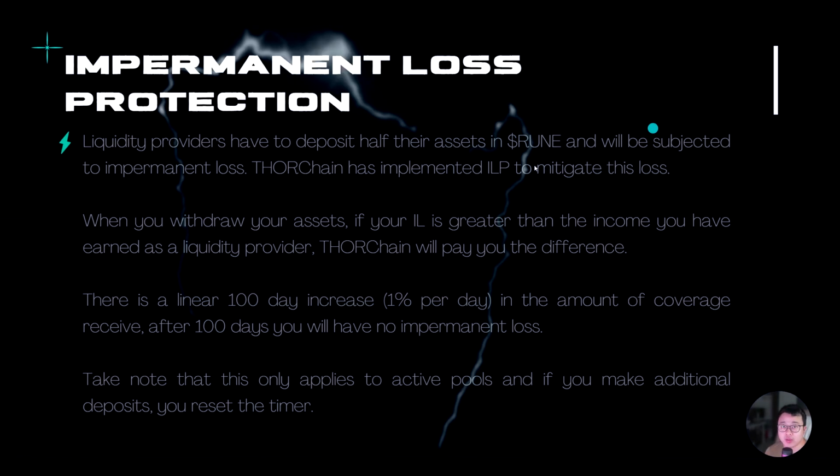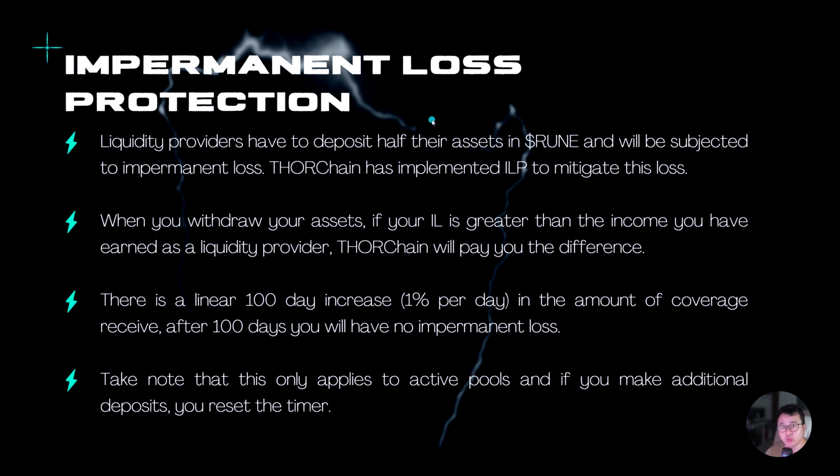So now let's talk about impermanent loss, right? Because if you put your assets in, half of it will be in RUNE, and you know crypto is very volatile and the RUNE price is also very volatile and it will just keep moving up and down. How can you ensure that you don't suffer from impermanent loss? Because that's not something that you want to deal with.